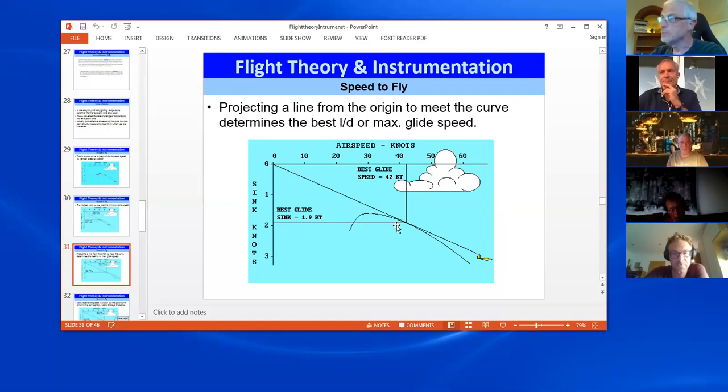Now you'll notice that is not min sink. Min sink is back here. Best glide is this. This will get you to where you want to get to in the most optimum way, basically.